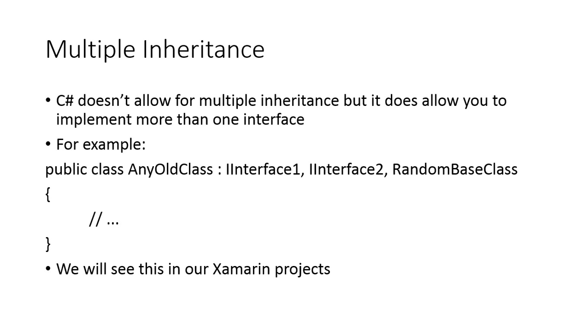One other note to mention is that C# doesn't allow for multiple inheritance. It does allow you to implement more than one interface. For example, you can say public any old class inherits from iInterface1, iInterface2, and random base class. And in this case, all the methods that are in each one of these are combined into any old class, and those are the ones that it has to define. We do sometimes see this in various Xamarin projects, so keep your eye open for that.